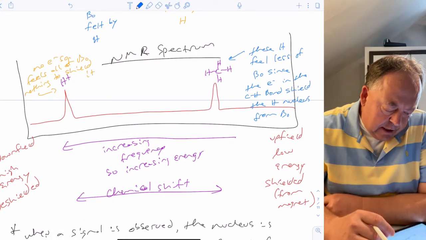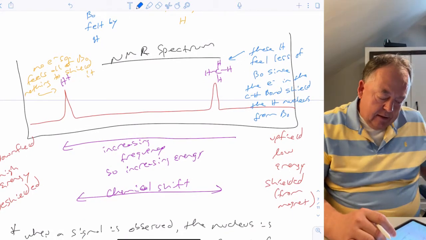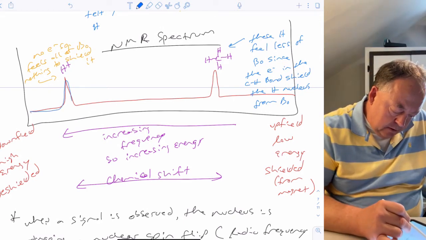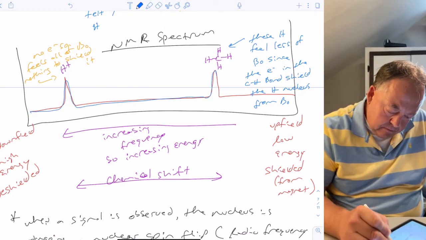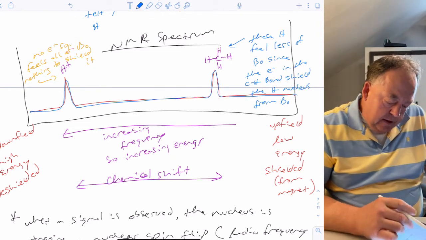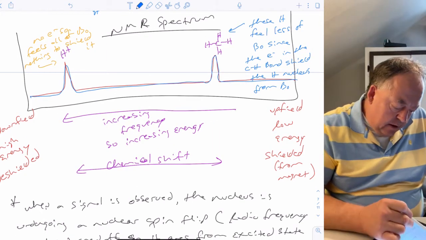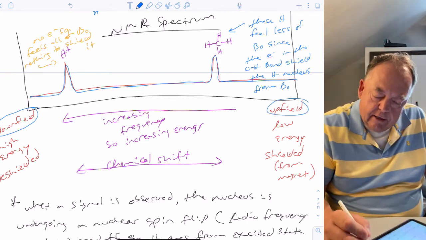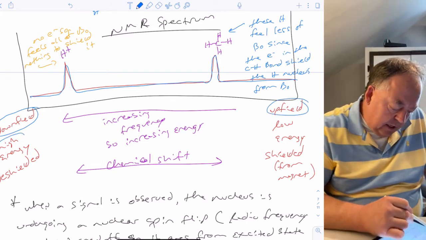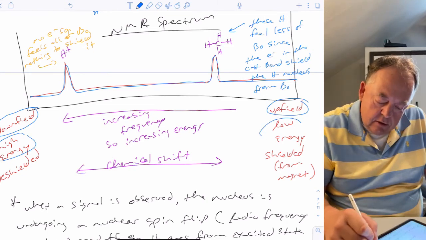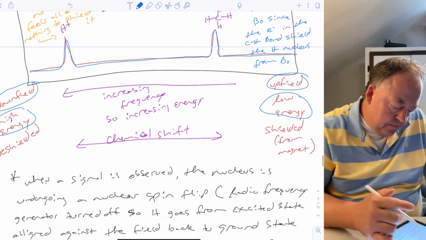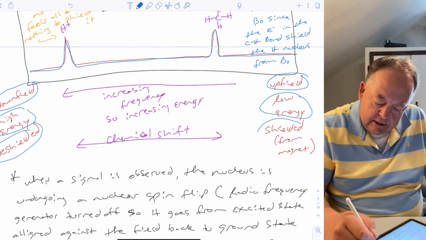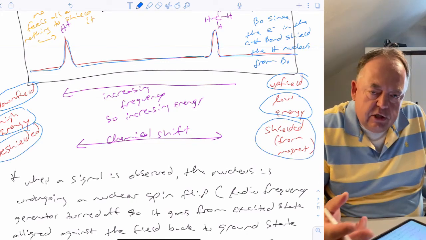So if you looked at this in an NMR spectrum, for example, this is what a typical NMR spectrum looks like. You have peaks or signals. And so some terminology for NMR. The left is what's called the downfield region. The right is what's called the upfield region. The left is the high energy region. The right is the low energy region. The left is said to be deshielded, and the right is said to be shielded. What is it shielded from? It's shielded from the magnet.